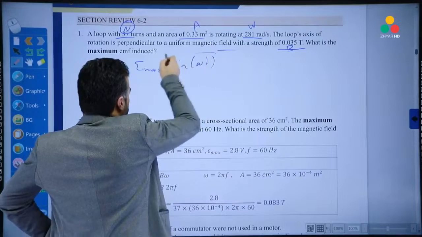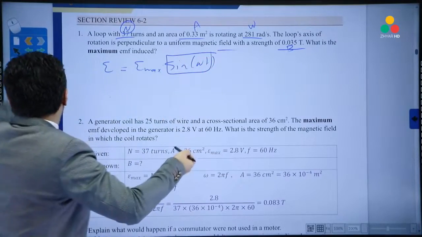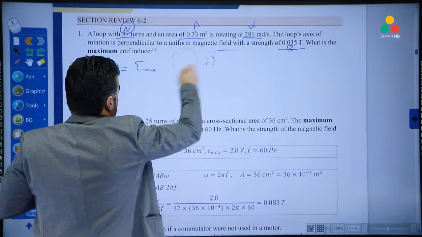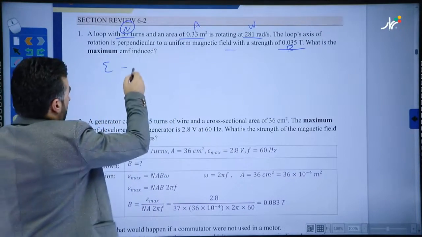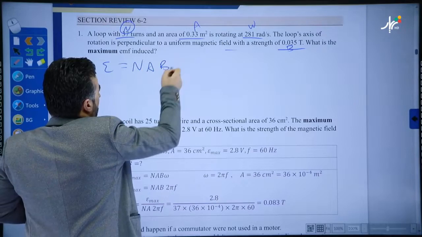Since it says maximum, this part is going to be 1. The whole thing equals 1. So all we have to do is maximum. And what is maximum equal to?